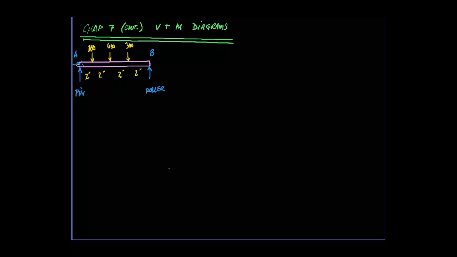So I have a problem here. It's a beam. It's simply supported. It's got a pin over here and a roller here. The loads are 400, 600, 300, equally spaced at 2 feet apart. The first thing we want to do is obviously have a free body diagram, which I've just drawn here.